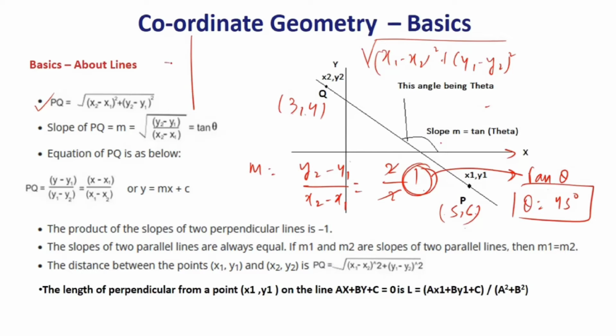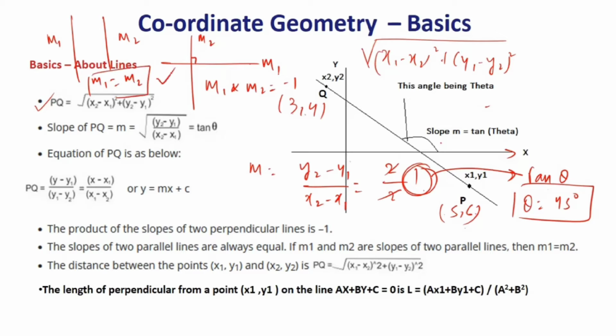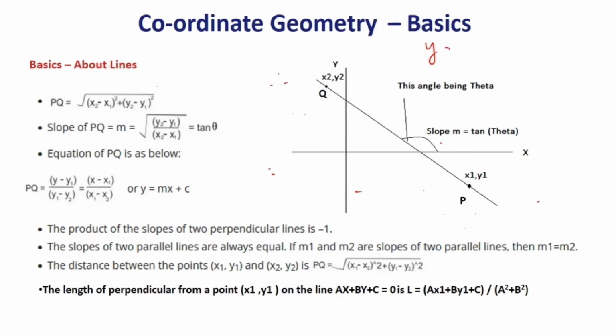When two lines are perpendicular to each other, let's say the slope of the first line is m1, second line is m2. When they are perpendicular, then m1 into m2 is equal to minus 1. When two lines are parallel, the slope of the first line m1 and second line m2 are equal. Always remember this. Apart from this, let's say we have any line, y is equal to 2x plus 3, which can also be represented as 2x minus y plus 3 is equal to 0.